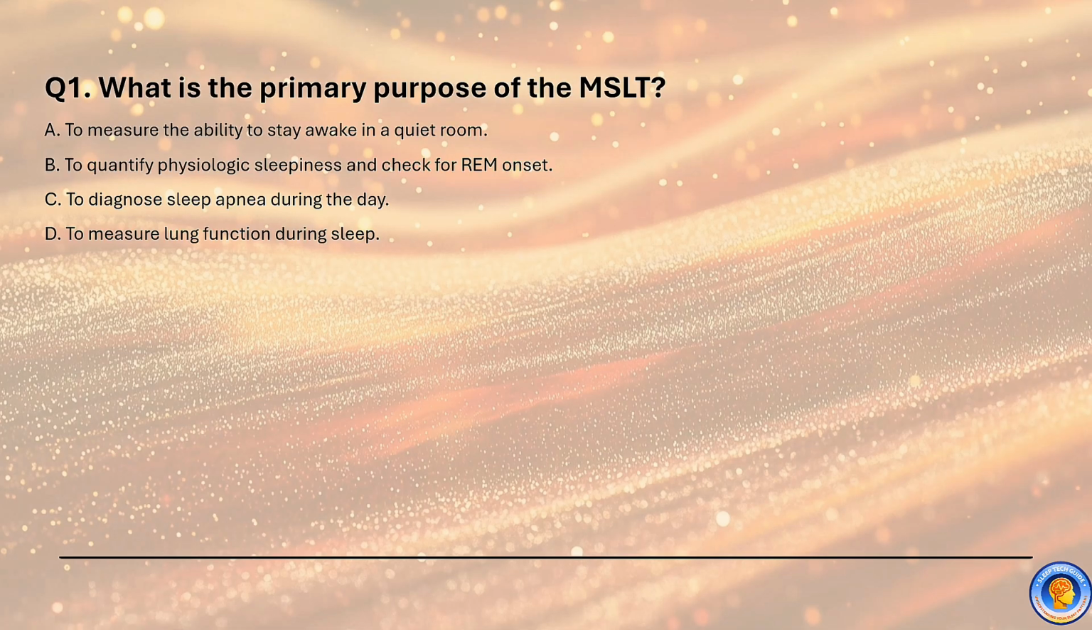Now it's your turn. I'll ask a few questions. Pause the video, answer, then continue. What is the primary purpose of MSLT? The four options are here: to measure the ability to stay awake in a quiet room, to quantify physiological sleepiness and check for REM onset, to diagnose sleep apnea during the day, and to measure lung function during sleep. So, what should be the answer? B. To quantify physiological sleepiness and check for REM onset.